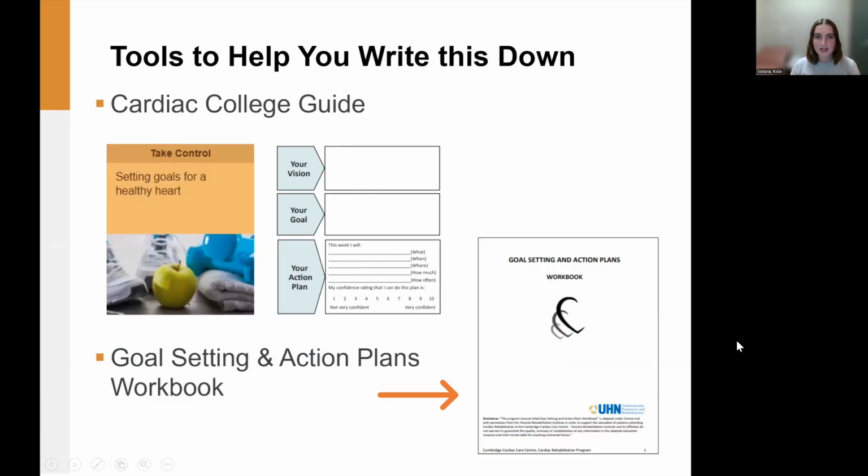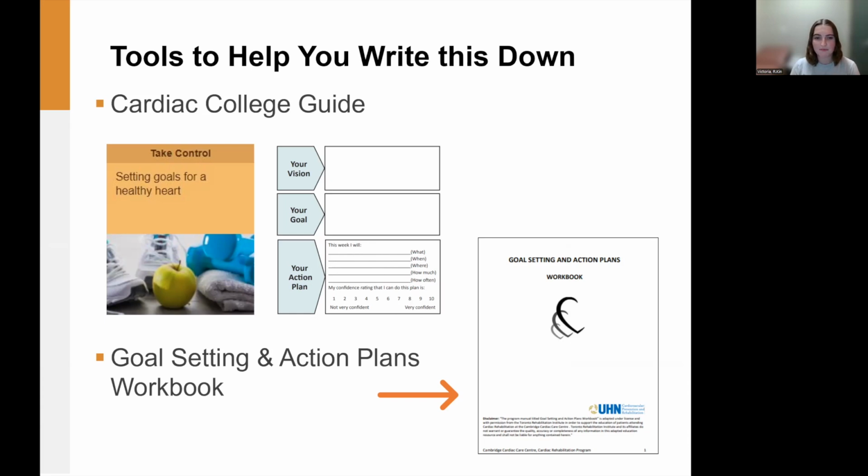Okay, so on the slide, there are a few tools that you can use to help create your goals, visions, and action plans. You're able to use the Cardiac College Guide that's pictured on the left side. This is accessible through the Cardiac College website. You can also use the goal setting and action plans workbook that your cardiac rehab team has provided to you in the program.